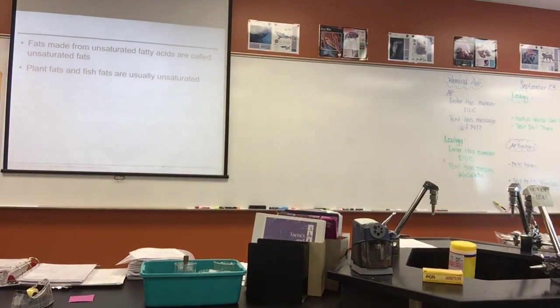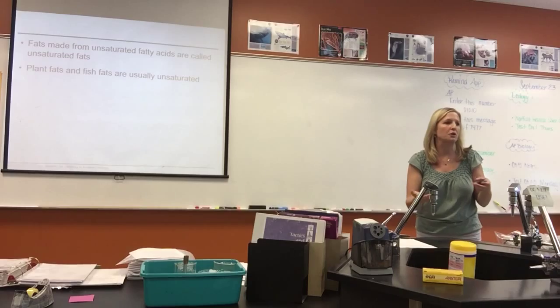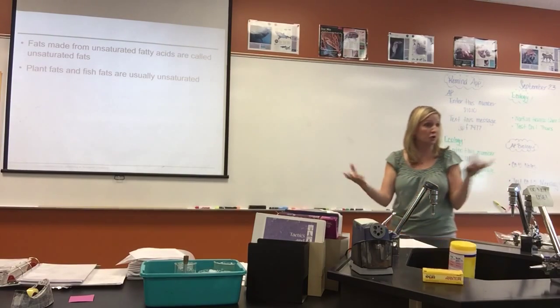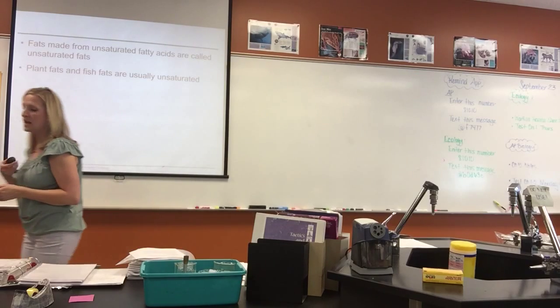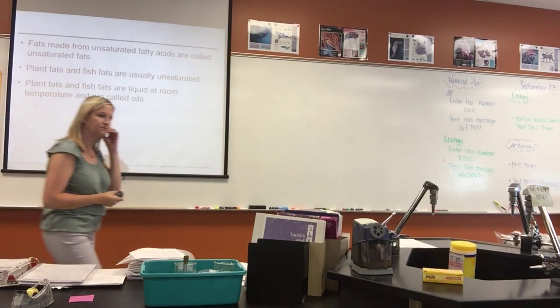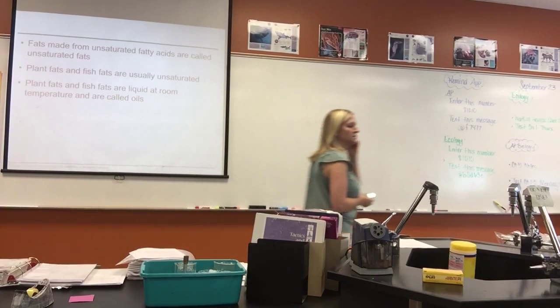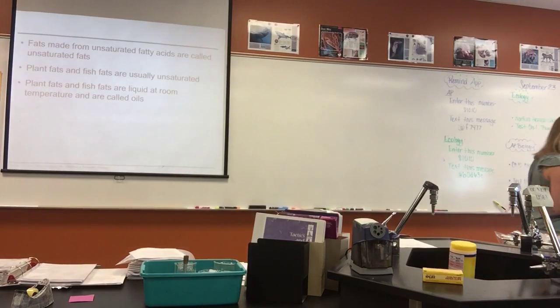All right, but plant fats are oils like vegetable oil, corn oil that you use for cooking and stuff like that, that would be an example of it, unsaturated. So unsaturated are liquid at room temperature. And we call them oils. And so they have double bonds in them.